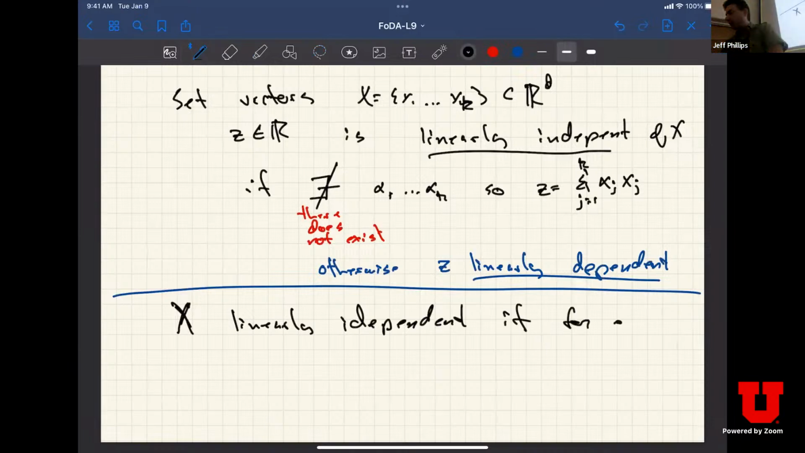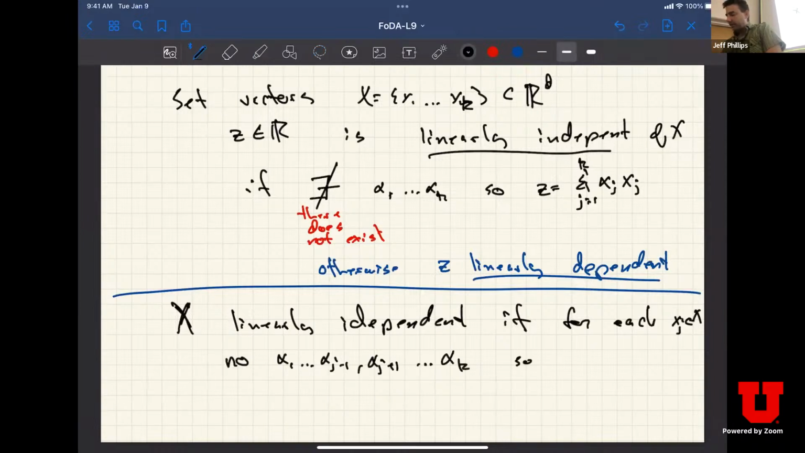if for each xj in the set X, there is no alpha 1 up to alpha j minus 1, alpha j plus 1 up to alpha k, such that xj is equal to the sum over i equals 1 up to k, for i not equal to j, of alpha i xi, right? So the set is linearly independent if for every vector in the set, I can pull that out and I can't write it as a linear combination of the other elements.